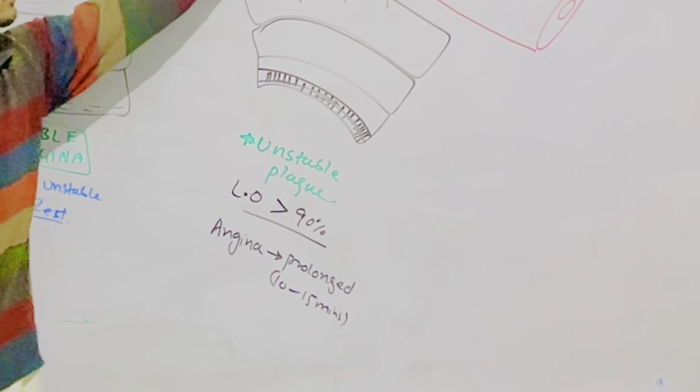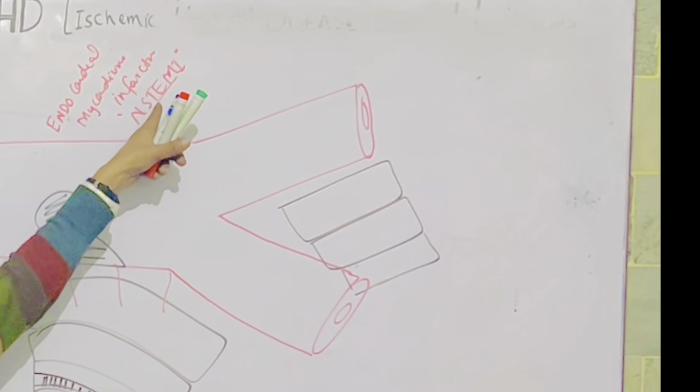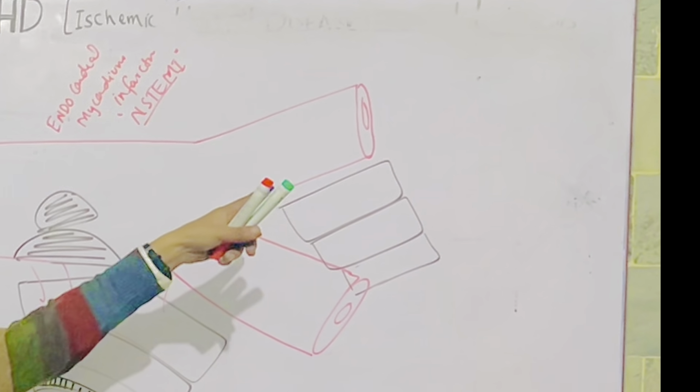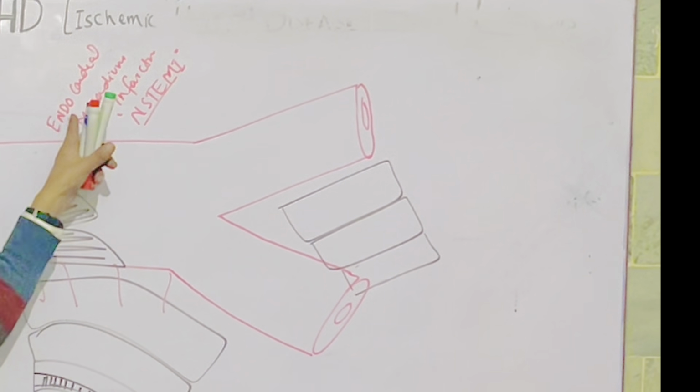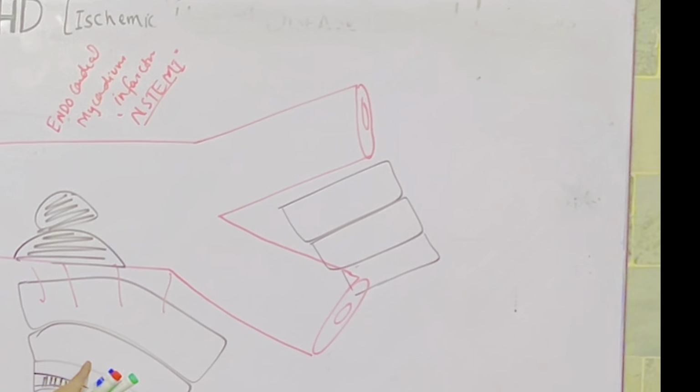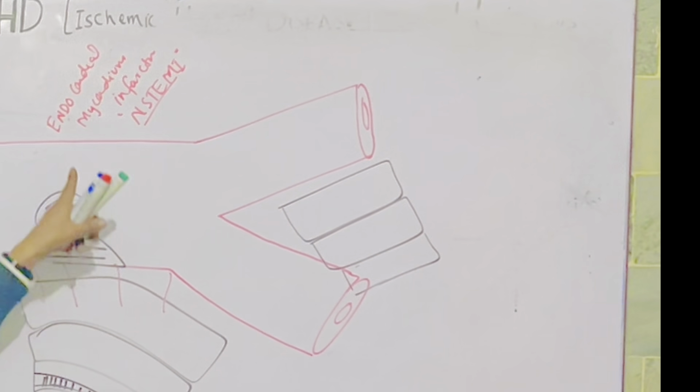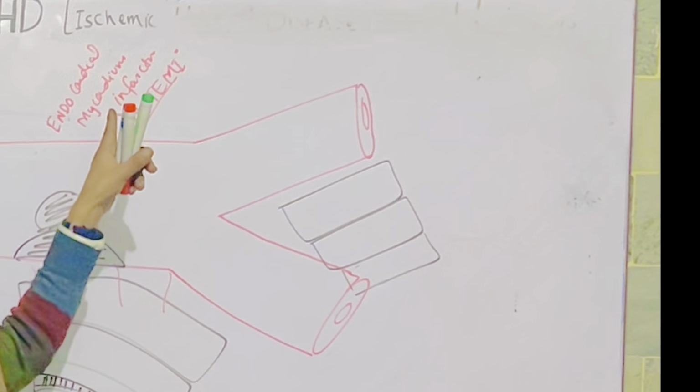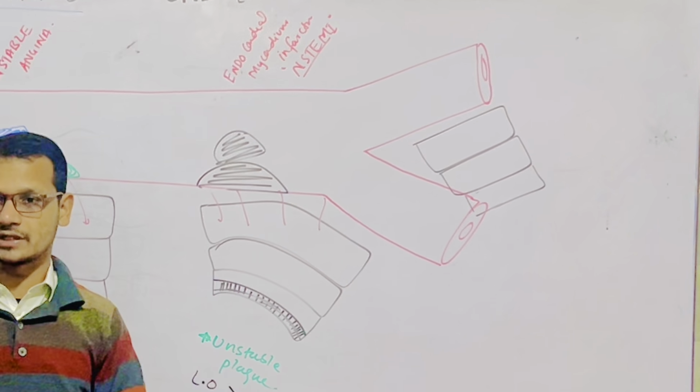There is no ST elevation in the ECG. If you do an ECG for a patient with endocardial myocardium infarction, and the patient is feeling pain, you will know that this is endocardial myocardial infarction because there is no ST elevation.